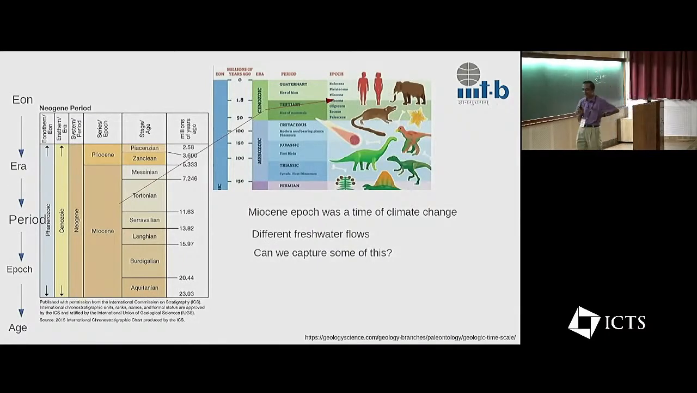Using this, can you predict what happened years back? Say in the Miocene era, around 10 million years back. That was a time of climate change. And the point is, can we predict something there?